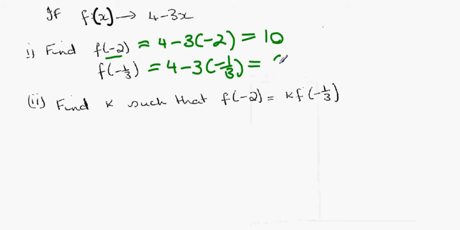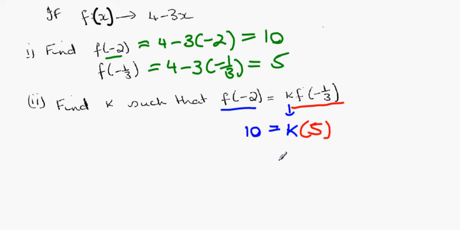Okay. Now, next one, find k such that f of minus 2 equals k multiplied by f of minus a third. Well, what we know is that f of minus 2 is 10. We know that k is still k. And what we know is that f of minus a third is 5. So k multiplied by 5 is 10. Or another way of saying that is 10 equals 5k.